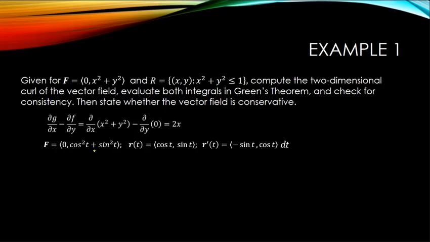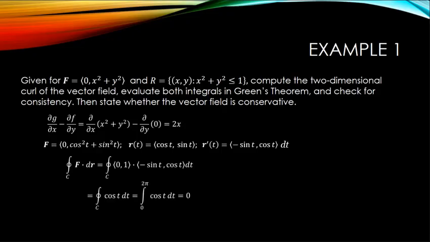Parametrizing the components for my vector field gives me the vector with components 0 and cosine squared t plus sine squared t, where r of t is equal to a vector with components cosine t, sine t, which makes r prime of t equal to a vector with components negative sine t, cosine t, dt. The closed integral over C of F dot dr is equal to the closed integral over C of the vector with components 0, 1, dotted with a vector with components negative sine t, cosine t, dt. This is equal to the closed integral over C of cosine t dt, which now becomes the ordinary integral from 0 to 2 pi of cosine t dt, which is equal to 0.